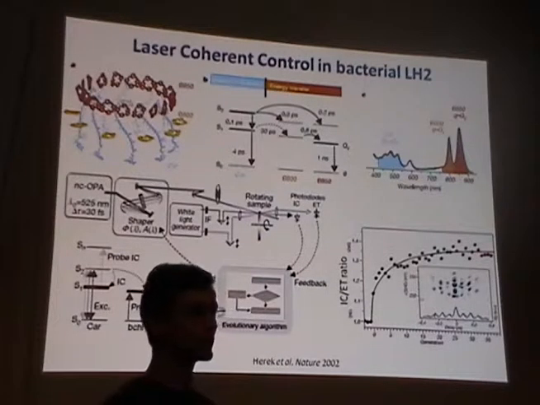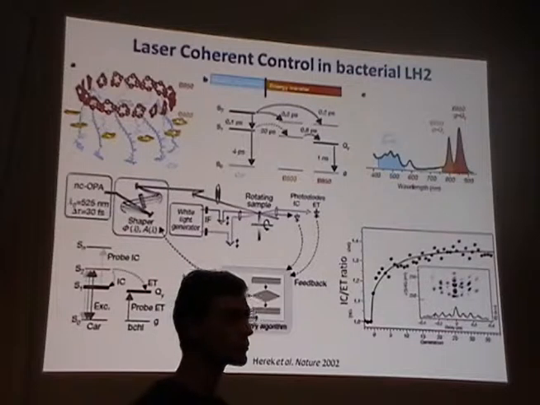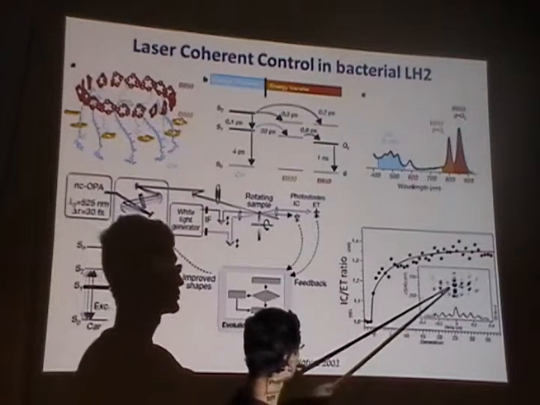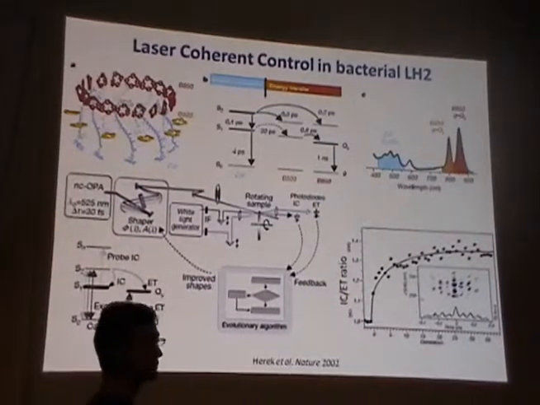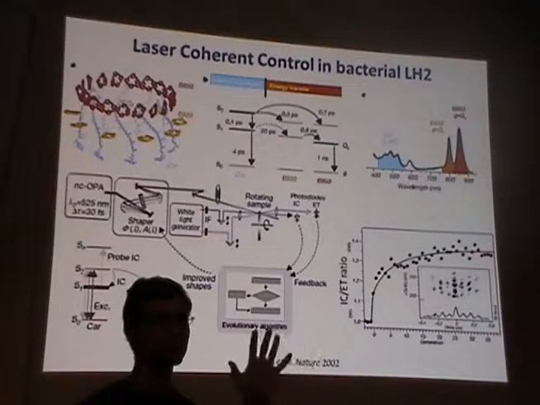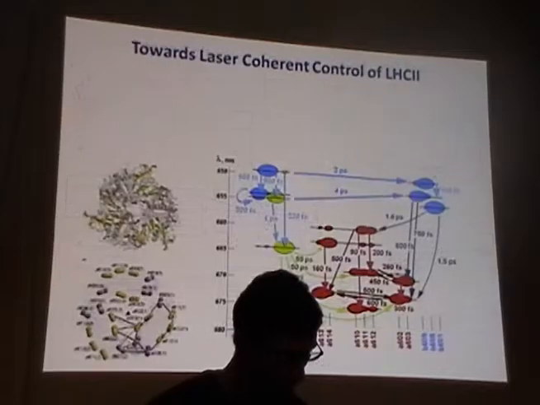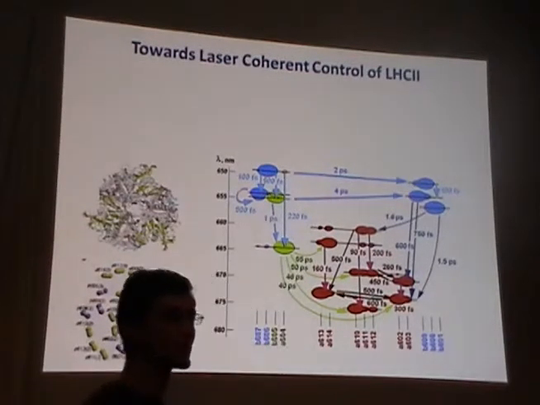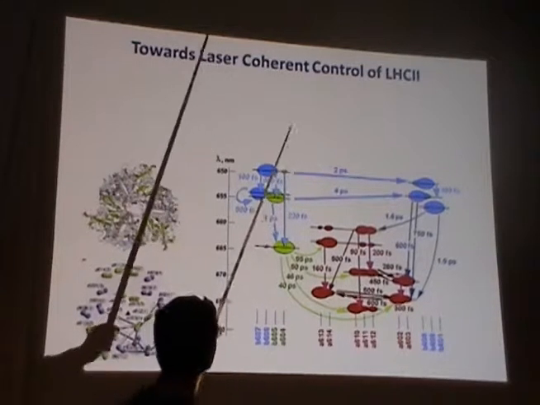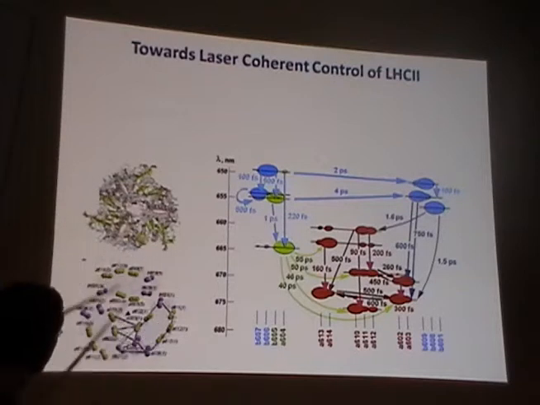But the main question is, this was basically a proof of principle in the paper. So this was the first time this technique was applied on a light harvesting complex. But there's still a lot of work to be done in the interpretation of this, because nobody really understands why this FROG trace corresponds to this improvement of efficiency. So what is the physical mechanism behind this manipulation?